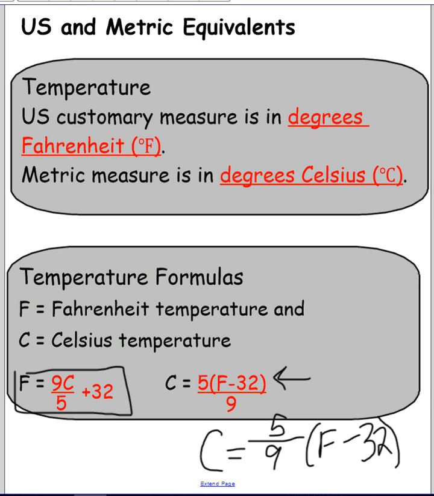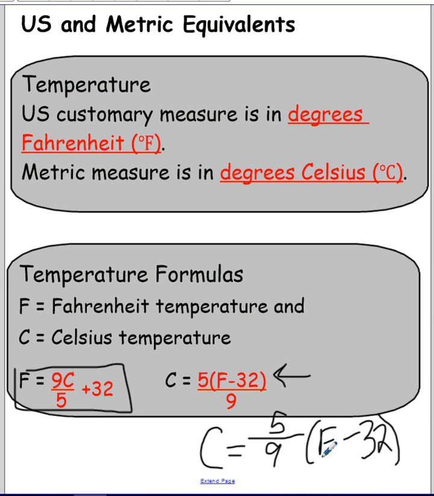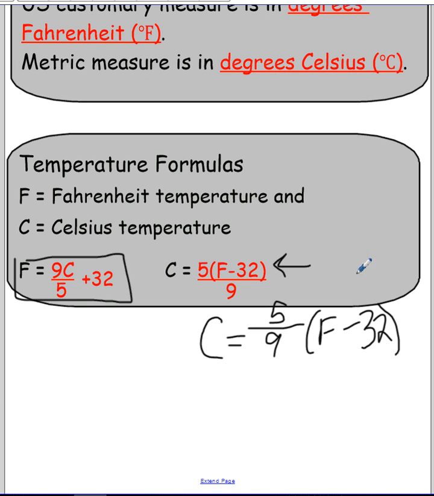But if you just use this formula that they give you on the sheet and you are given Celsius and you need to come up with Fahrenheit, so for example, let's say you're given a Celsius degree of 30, and you plug that in, and you have 5/9 times F minus 32.